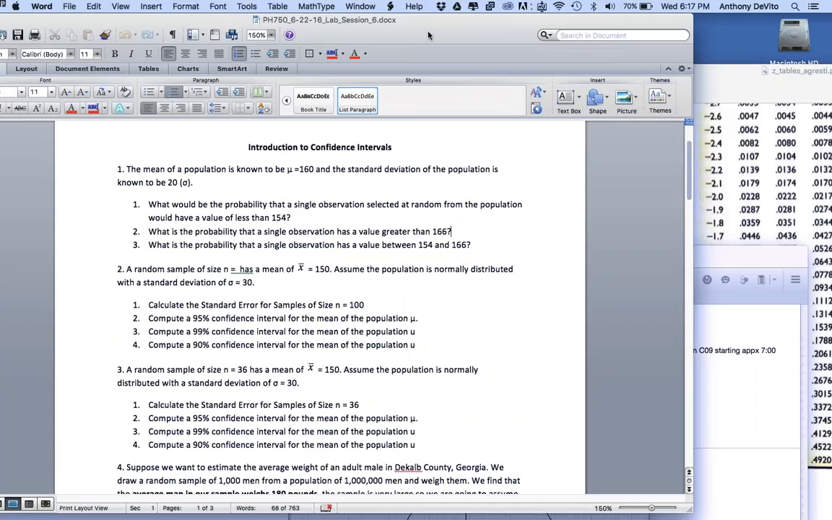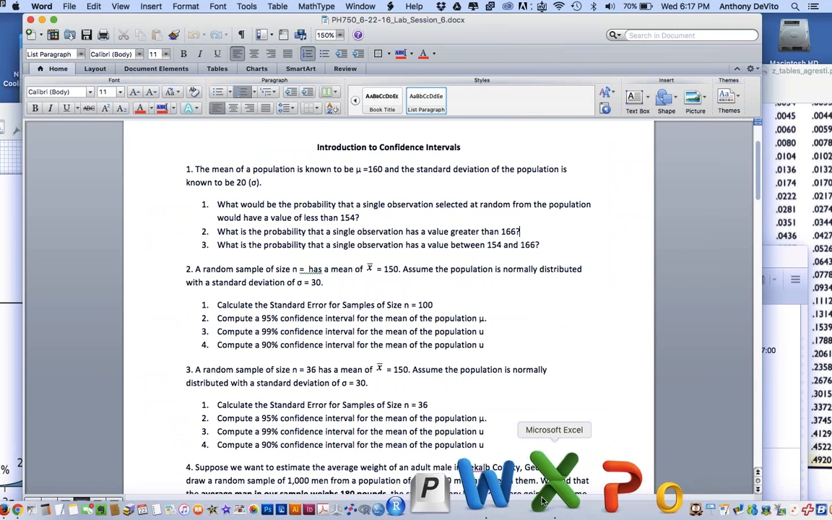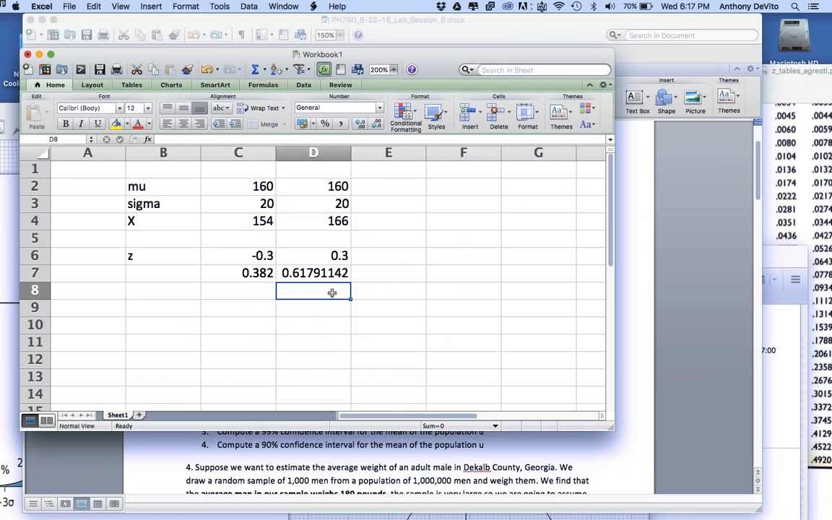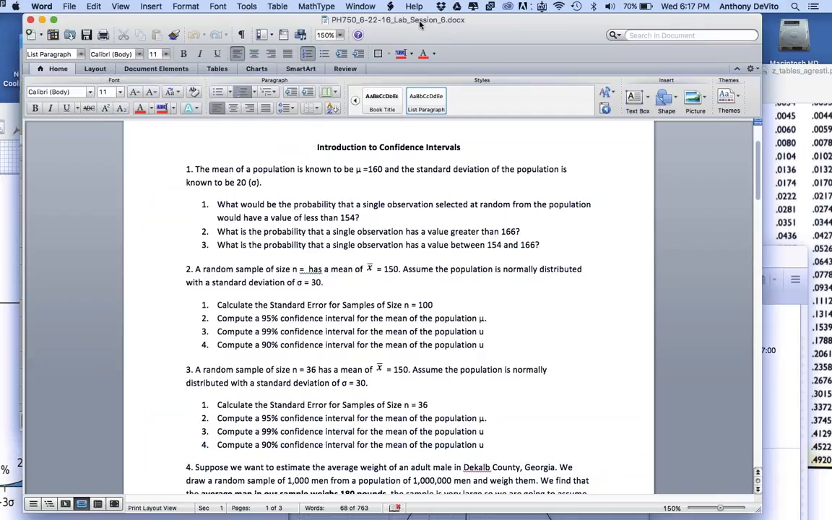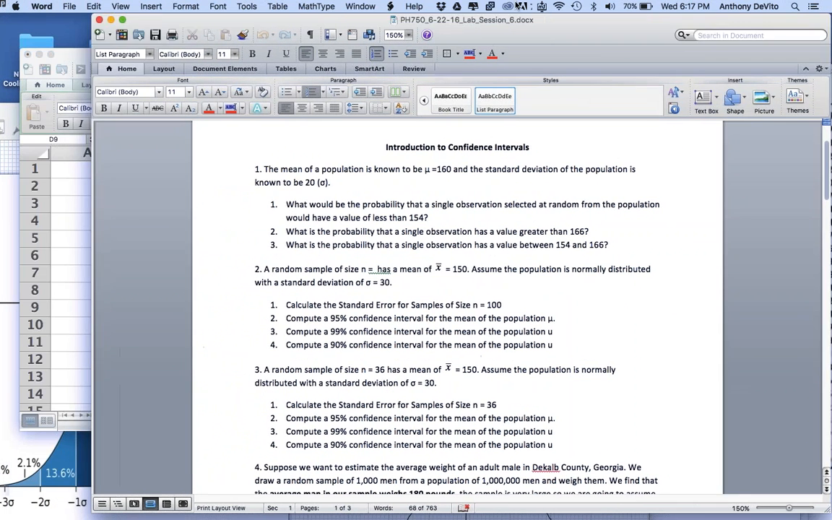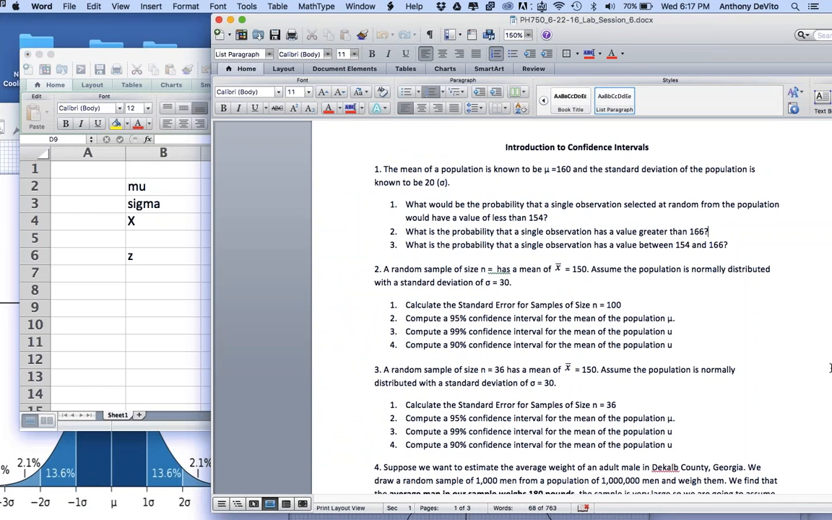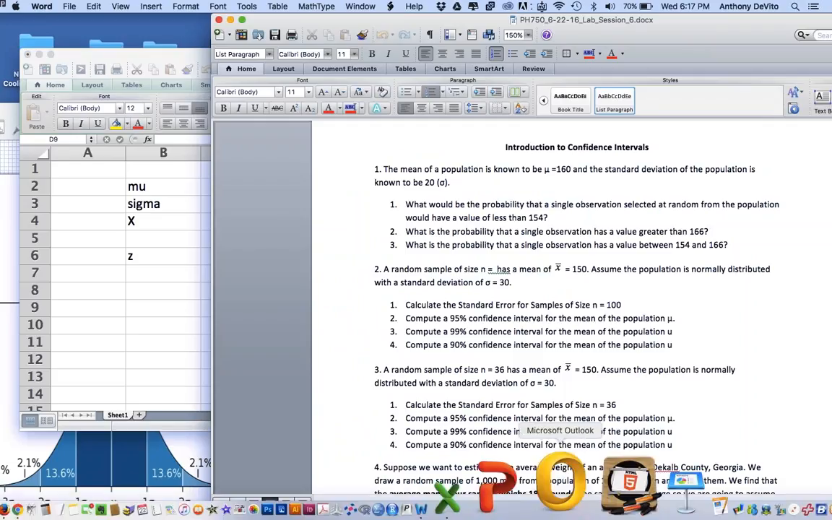So the area then is going to be equal to this minus this, or about 23.6%, 0.236. Okay, so that's the way we'd work with the normal distribution. Now let's move on and see what we could do when we start to work with samples.